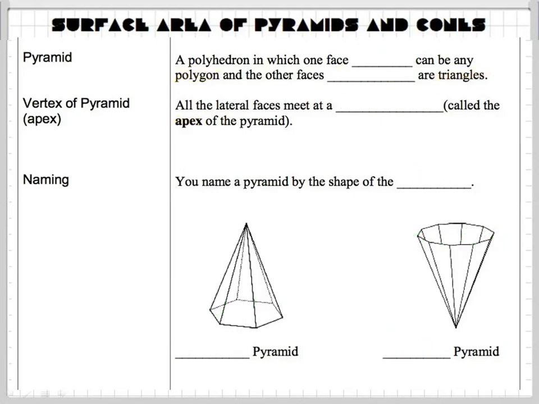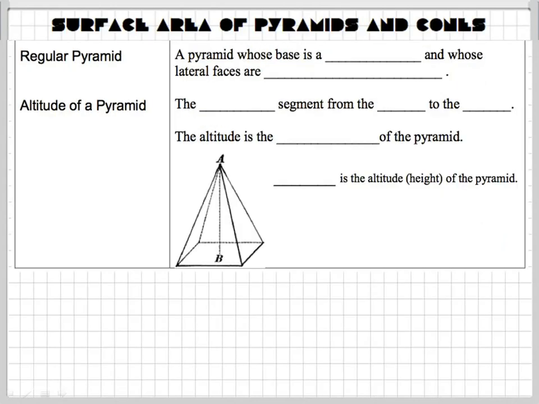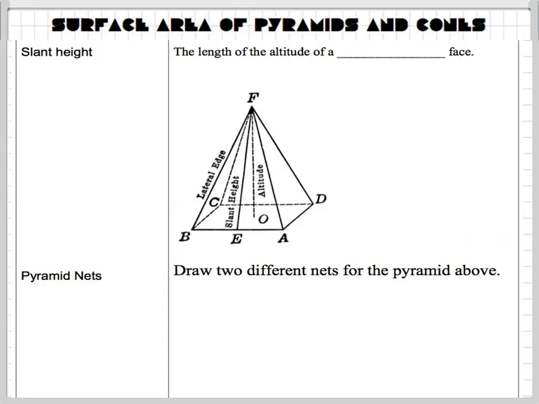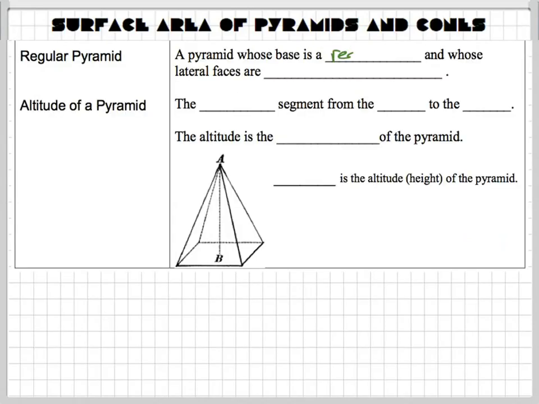Alright, vocabulary. Still got a little bit more. A pyramid whose base is a regular polygon, I'm just going to say reg poly, and whose lateral faces are triangles, is a regular pyramid. I'm going to say triangles like that. Okay, that's what that is, a regular pyramid.